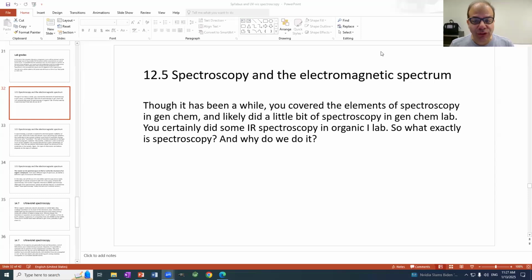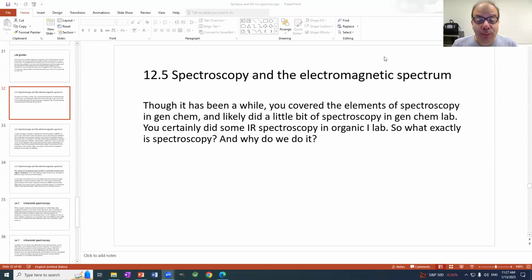But these two or three sections really belong, I believe, up at the beginning of the semester where we're talking about spectroscopy because they're relevant to that subject. And you probably did a little bit of spectroscopy in Gen Chem. I used to teach Gen Chem a very long time ago, and we did a little bit of ultraviolet visible spectroscopy. And you might have done some in Gen Chem lab, and you certainly did some IR spectroscopy in Organic 1 lab. So spectroscopy, as I said, is the subject that we're starting this semester with.